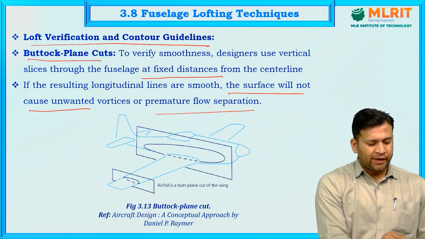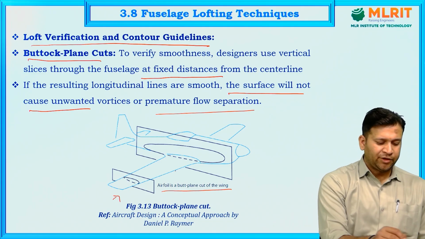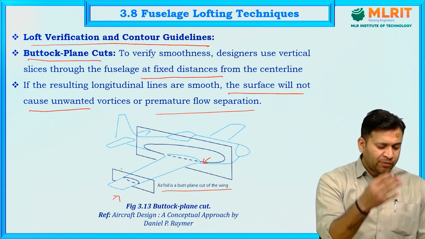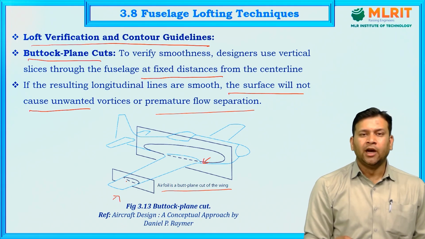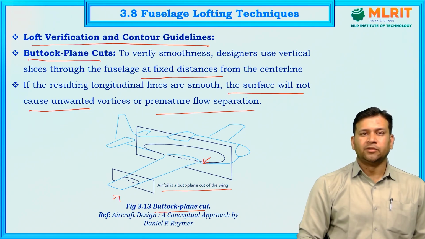This is the airfoil, which is a buttock plane cut of the wing. This is the complete wing from here to here, root to tip, and when it is sliced perpendicularly, it gives the airfoil shape. This is the buttock plane cut figure.